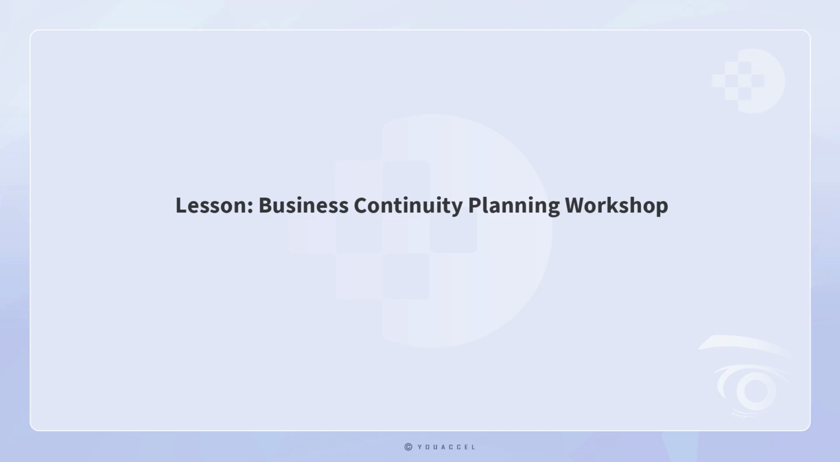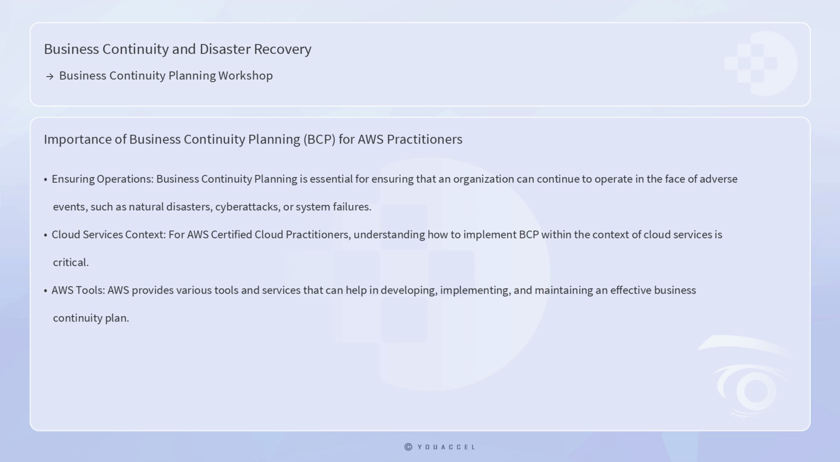Lesson: Business Continuity Planning Workshop. Business continuity planning is essential for ensuring that an organization can continue to operate in the face of adverse events, such as natural disasters, cyberattacks, or system failures. For AWS Certified Cloud Practitioners, understanding how to implement BCP within the context of cloud services is critical. AWS provides various tools and services that can help in developing, implementing, and maintaining an effective business continuity plan.